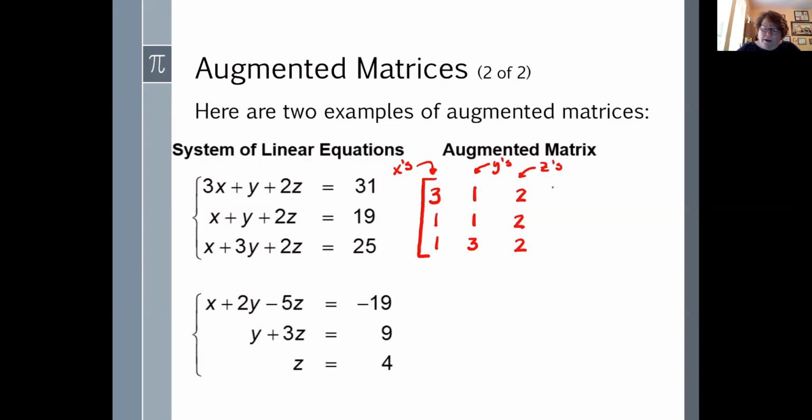Now I'm going to draw a vertical bar to separate the coefficients on my x, y, and z's from my constants, and my fourth column will be my constants, which are 31, 19, and 25. So the augmented matrix you have formed has 3 rows and 4 columns. It's a 3 by 4 matrix.